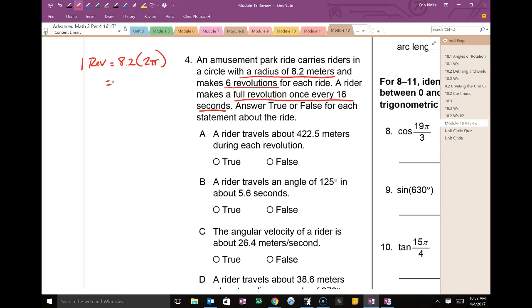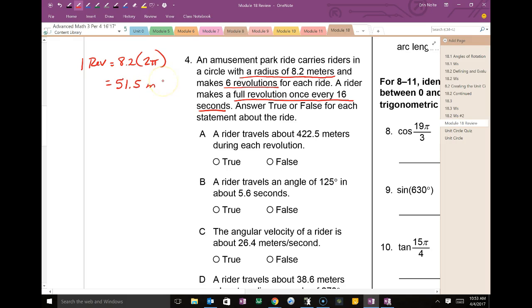Why is this taking so long? Come on, somebody's got to do it. There we go, 51.5. 51.5. Thank you, Sean. Okay, and we're talking about meters, right?